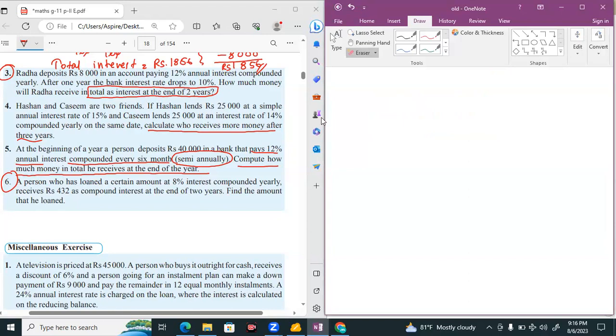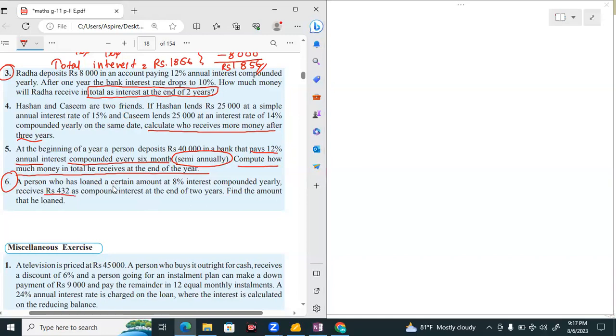When solving this question, you can see that it is not given: a person who has loaned a certain amount at 8% interest compounded yearly receives 432 as compound interest at the end of 2 years. That means at the end of the second year he received 432 rupees. Then we have to find the amount he loaned. Calculate this one.